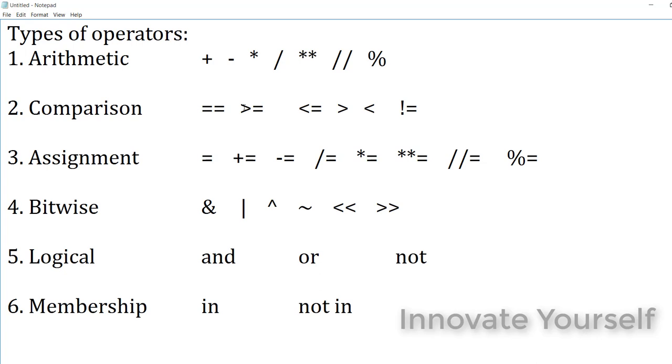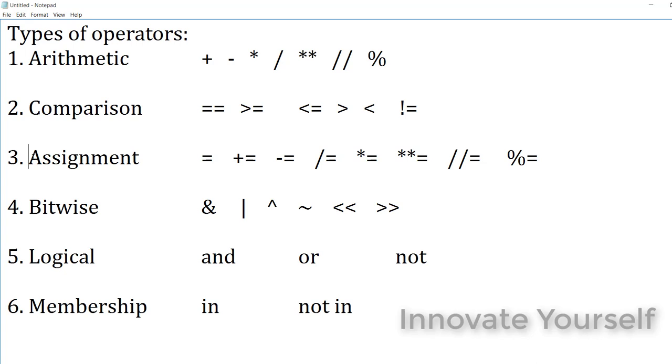Similarly, we have greater than equals to. In that case, it will check whether my value is greater than or equal to the other value or not. If it is true, it will return true, otherwise false. Similarly, we have the other operators like less than equals to, greater than, less than, and not equals to. So in this way, a comparison operator works and returns some value.